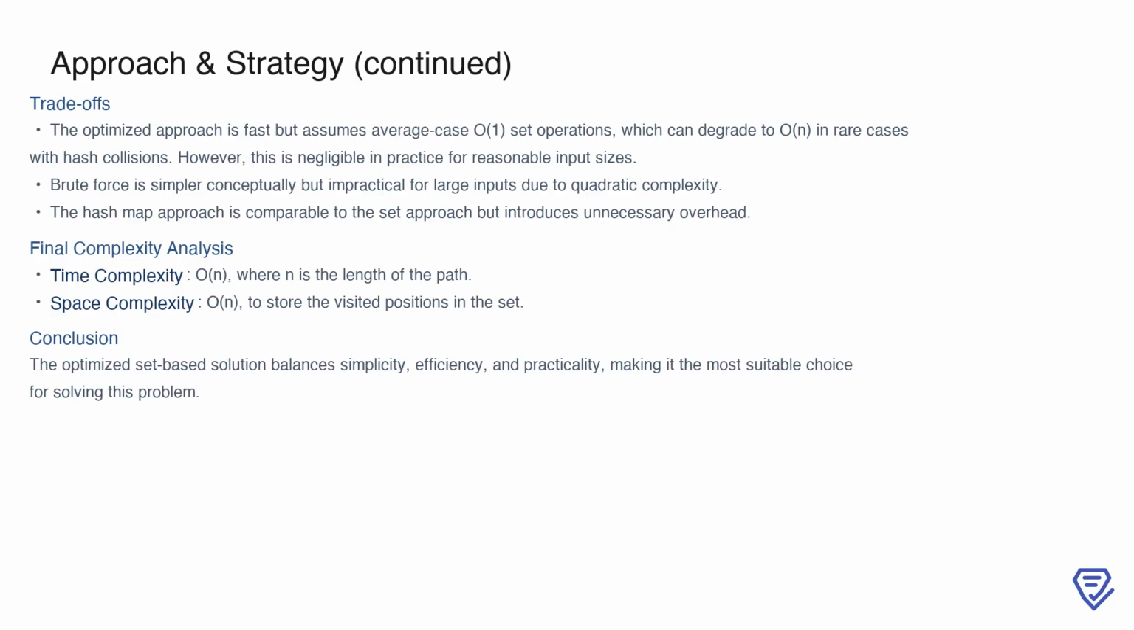The brute force approach, while conceptually simple, is computationally expensive with its quadratic time complexity, making it unsuitable for long paths. The hash map approach, on the other hand, is comparable in time complexity to the set approach but introduces unnecessary memory overhead. With these trade-offs in mind, the chosen strategy, using a set, offers the best balance of simplicity, efficiency, and practicality. In conclusion, the final solution achieves a time complexity of O(n) and a space complexity of O(n), making it an optimal choice for detecting path crossings in this problem.